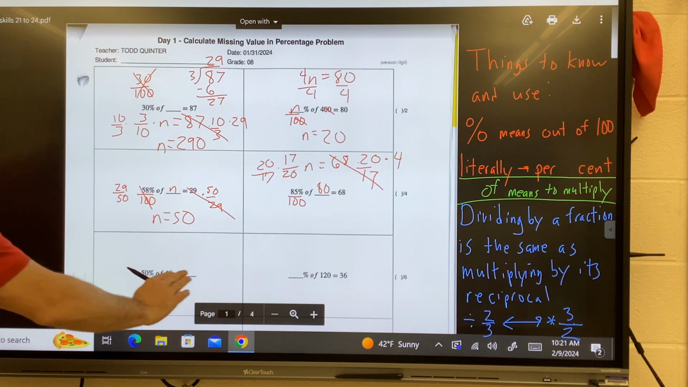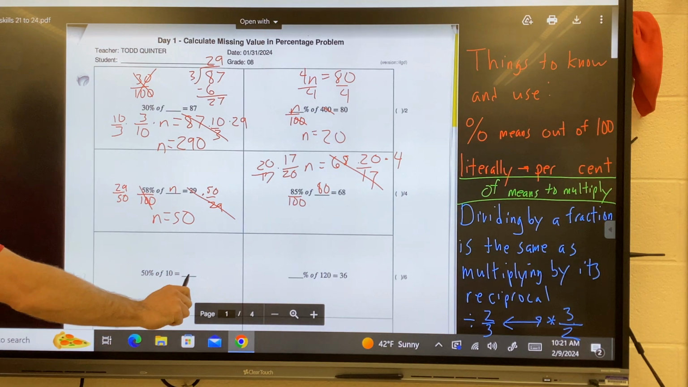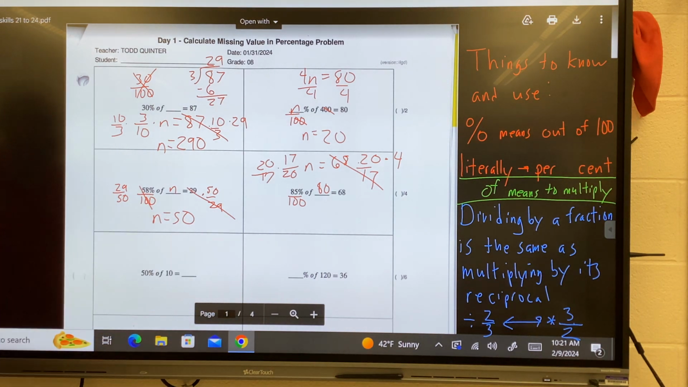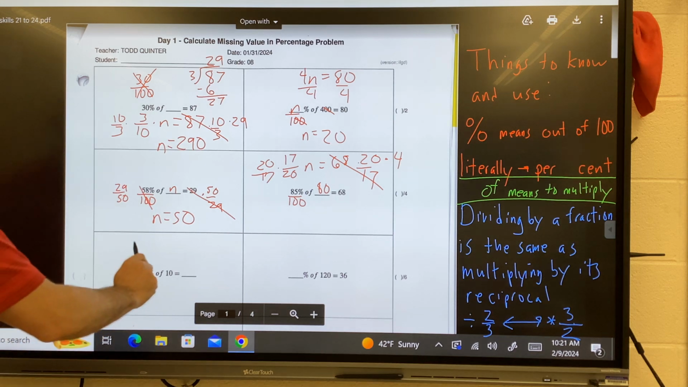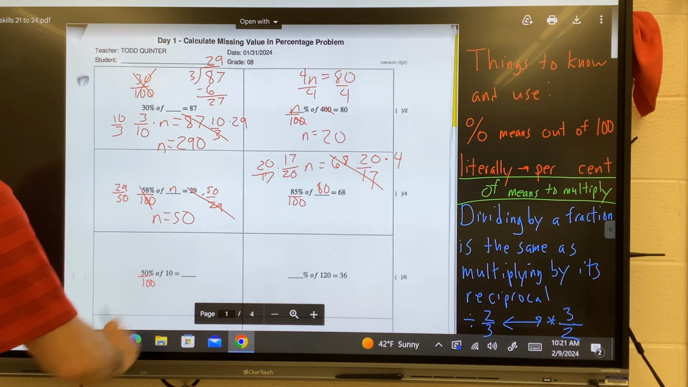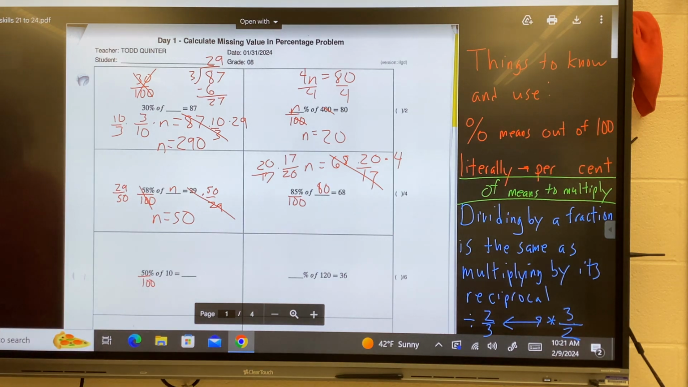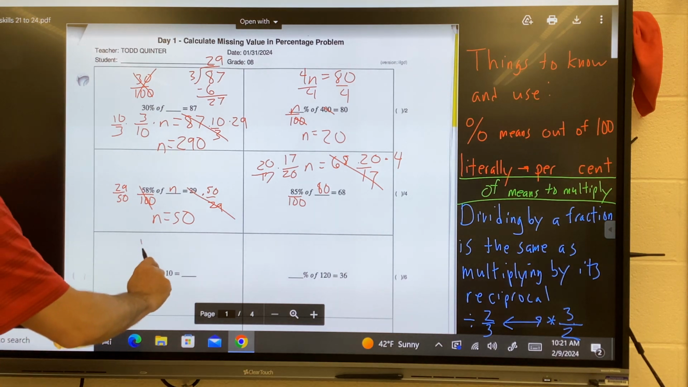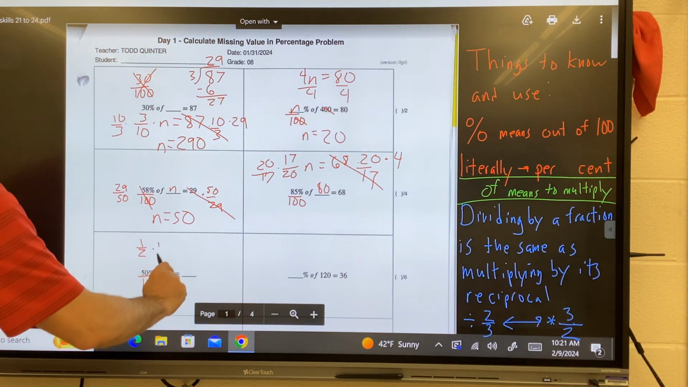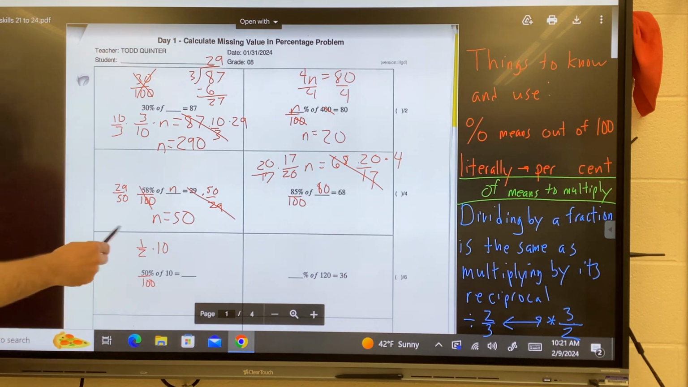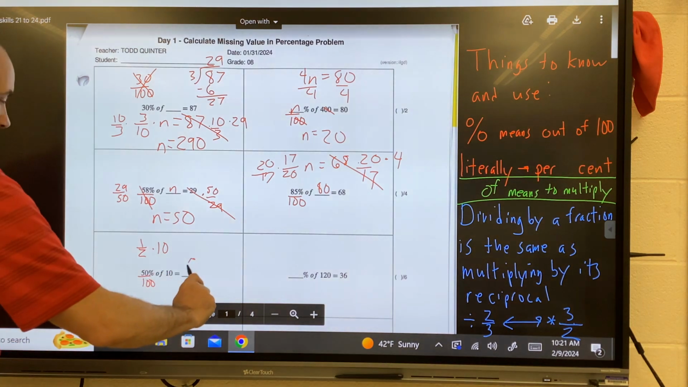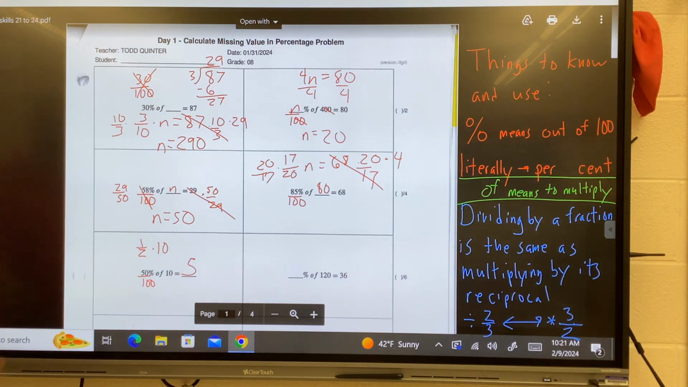This one, we finally have where we're trying to find the answer by itself on the other side of the equation. We can do the same thing here. 50% is 50 over 100. That would simplify to 1/2. So we're basically just thinking, what is half of 10, or 1/2 times 10? That's 5.